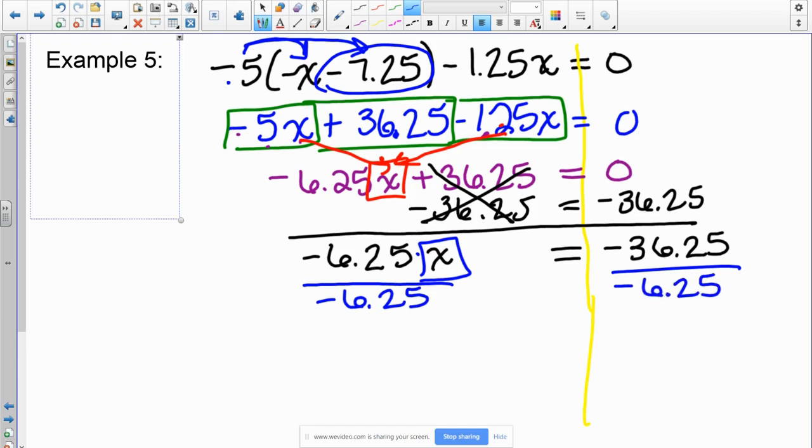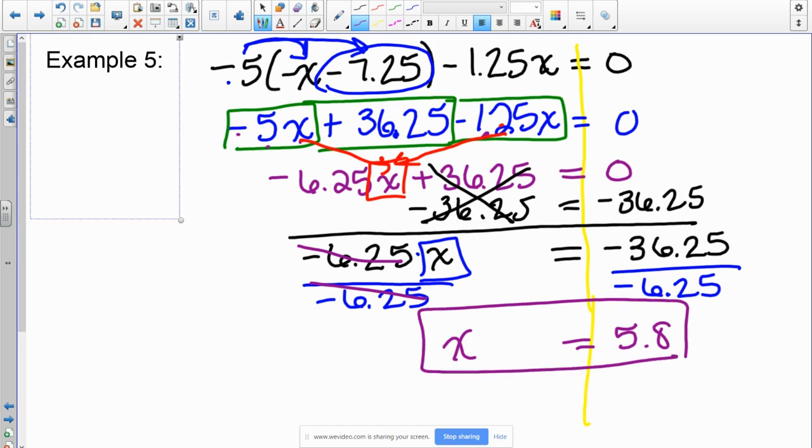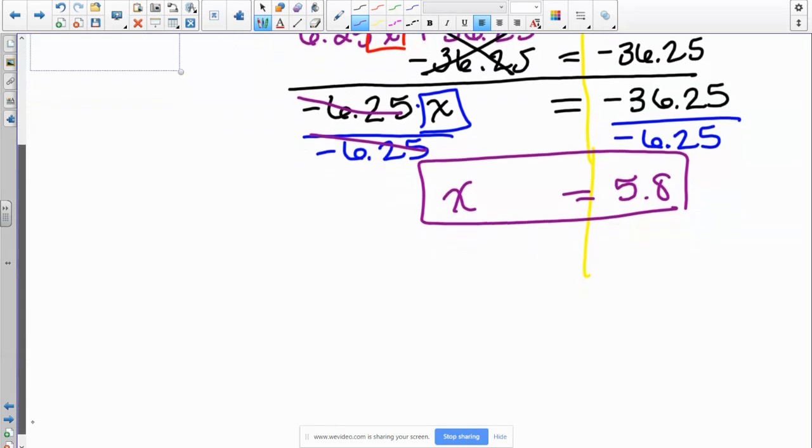I'm going to relook at this. I notice that I have negative 36.25 divided by negative 6.25, which equals x. And I'm going to throw that in my calculator, and the value of x equals 5.8. So our unknown value of x equals 5.8. Now we can do the fun part. We get to check this one.